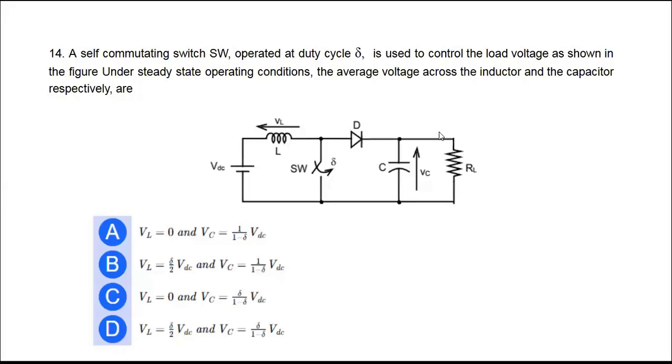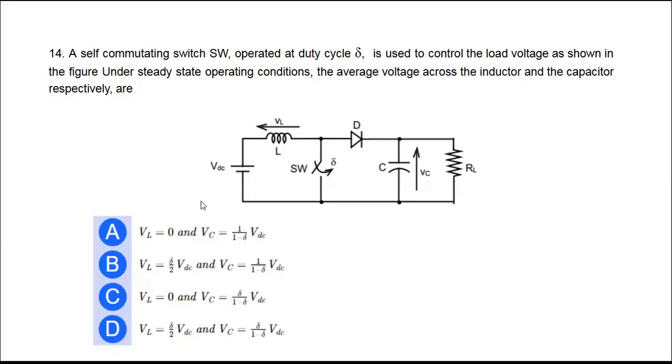Hello everyone. In this video, we are going to see two more problems in power electronics. The problem is: a self-commutating switch SW operated at duty cycle delta is used to control the load voltage as shown in the figure. Under steady state operating conditions, the average voltage across the inductor and the capacitor respectively are.